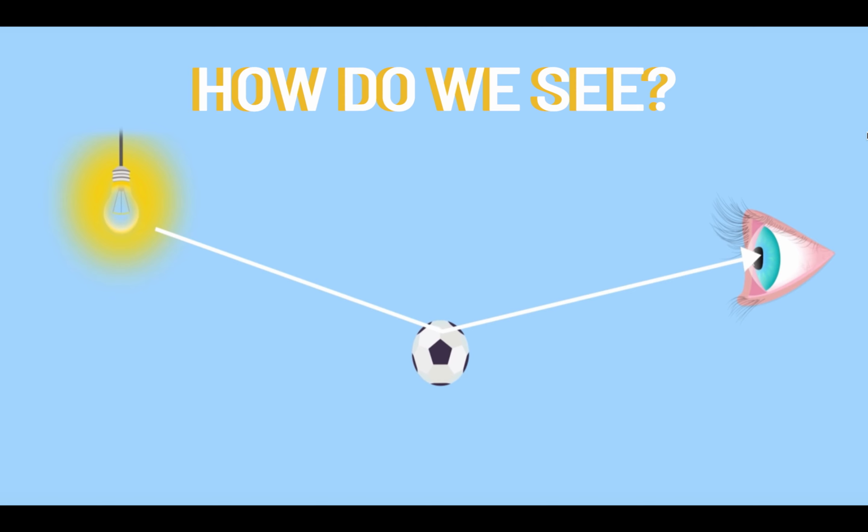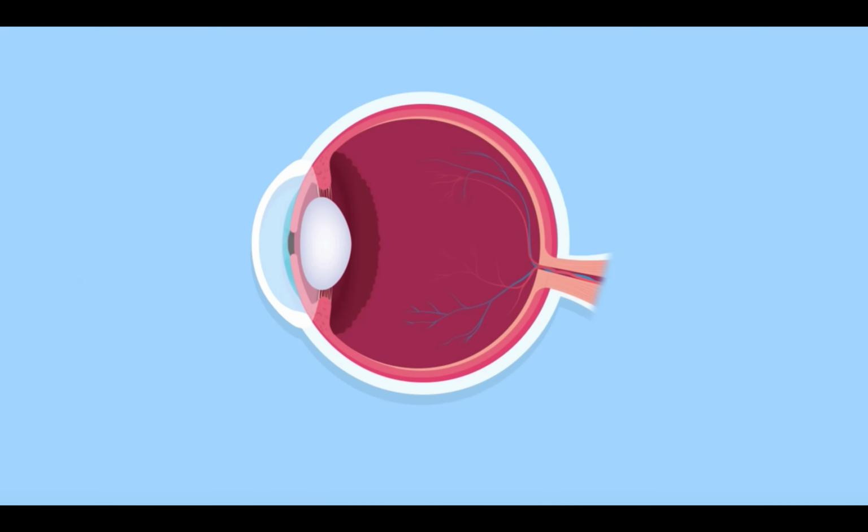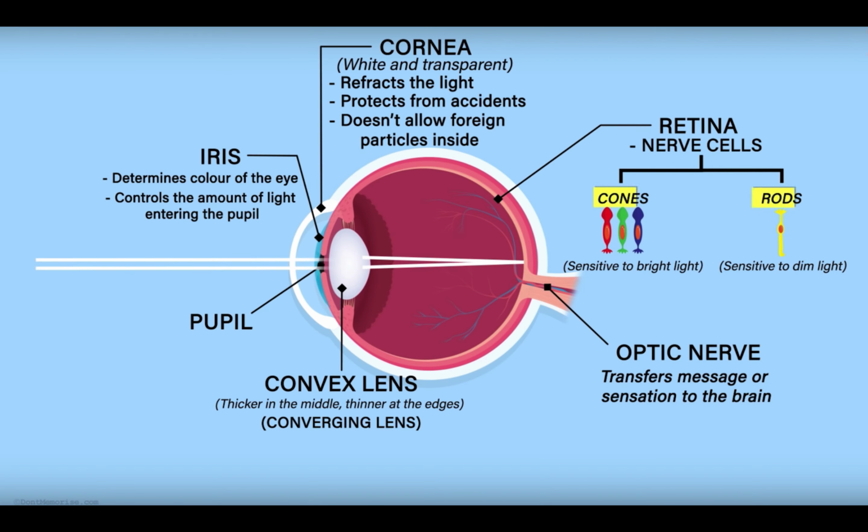So, how do we see? We learn that objects are visible because of the light that gets reflected from them. This reflected light then enters our eyes and we are able to see that object, in this case, a soccer ball. But what happens inside our eye when the light rays enter it? What helps us see the world around us?